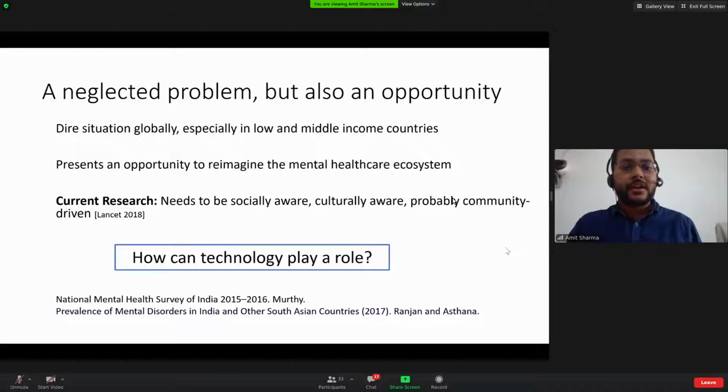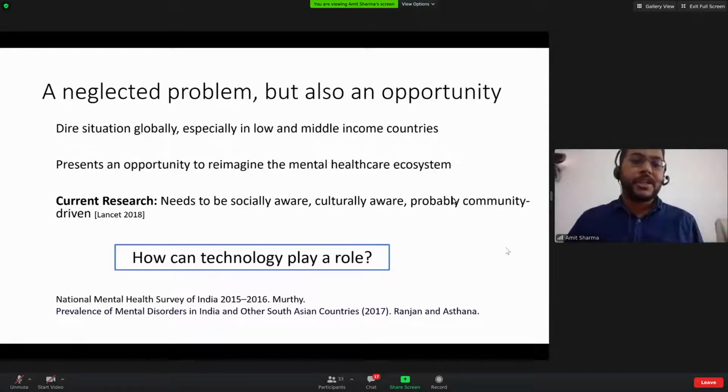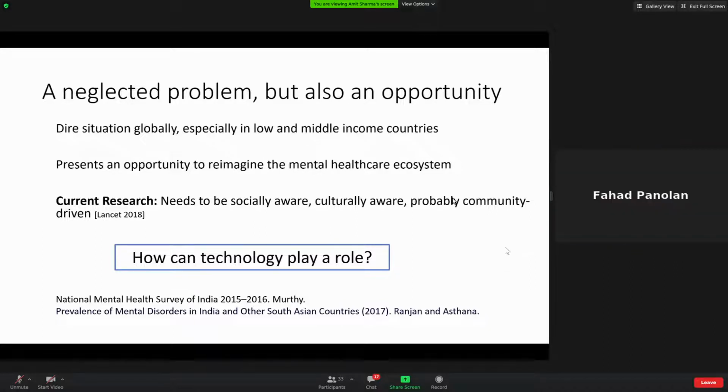One thing we have to be careful with, of course, is that it's a very complex problem. So we have to be socially aware. We also have to be culturally aware, and probably also community driven in how we address this problem. So it's not just about, hey, I have some great technology, let's see how it can be applied. In fields like these, you have to be a computer scientist, but you also have to have knowledge about the cultural norms and how community functions to make something work.